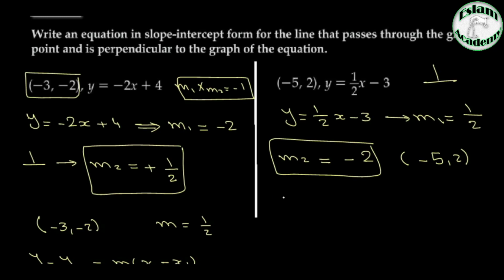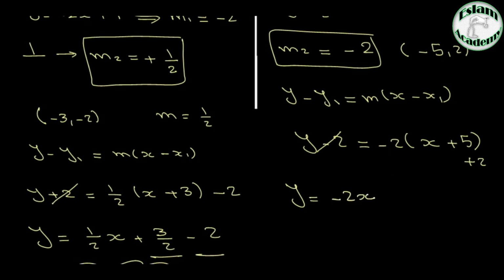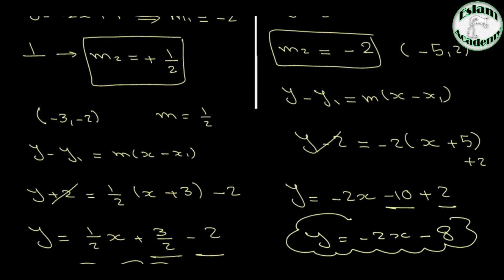And we need to write the equation. So y minus y1 equals m times x minus x1. So y minus 2 equals negative 2 times x minus negative 5, which is plus 5. By adding 2 and simplifying the equation, y equals negative 2 times x, negative 2x, negative 2 times 5 equals negative 10, plus 2. Simplifying the like terms, y equals negative 2x minus 8. So the equation of the line which passes through the point (-5, 2) with a slope equal to negative 2 is y equals negative 2x minus 8.